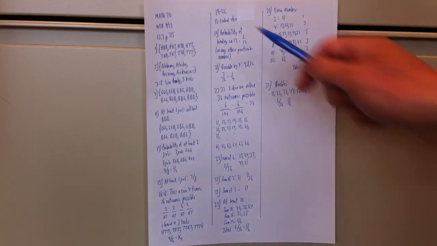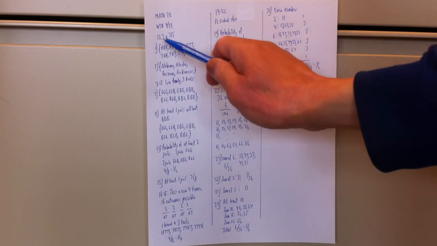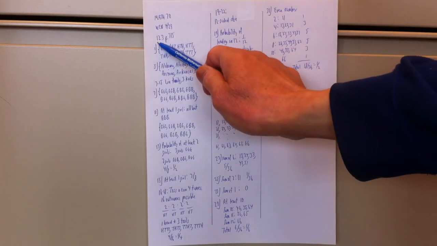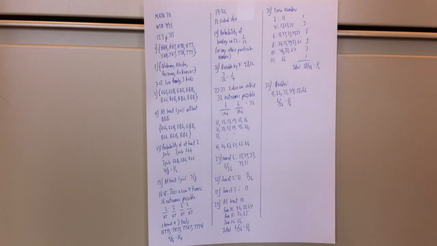Okay, so these are notes for Math 70, Wednesday, April the 29th, section 12.3, page 715. So next time, Friday, May the 1st, you will get a quiz on today's stuff, 12.3, but also Monday, 12.2, and we'll also go on to 12.4.